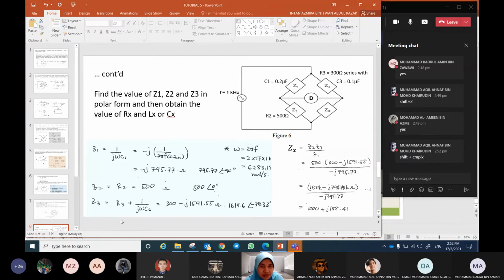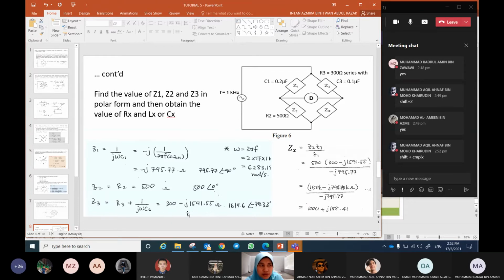And then Z3 is R series with C, okay? So Z3 is equal to R3 plus 1 over J omega C3, okay? C3 here. Okay, so 300. Okay, so now please try this. Make sure you get this.